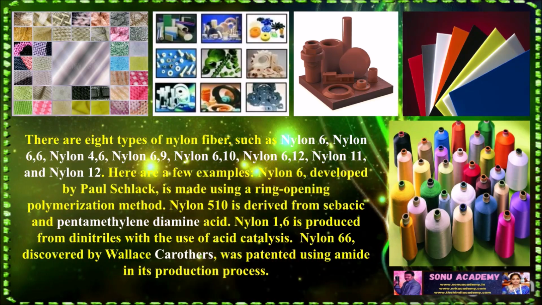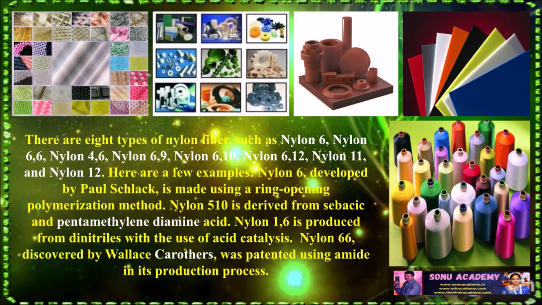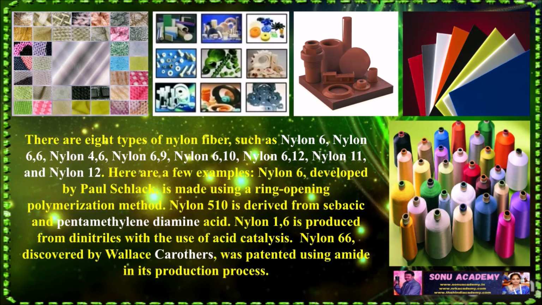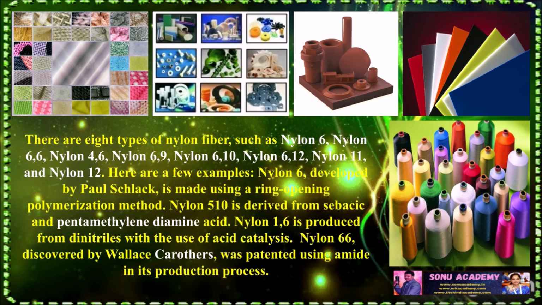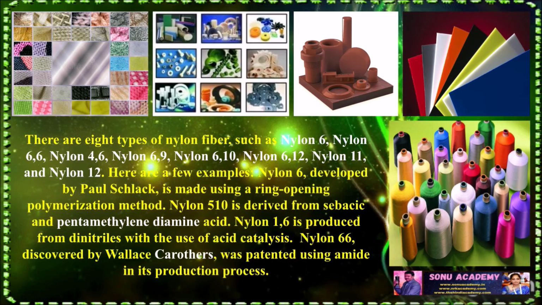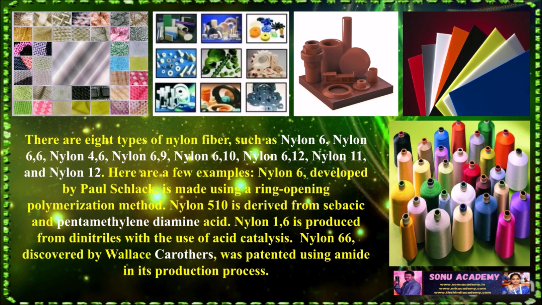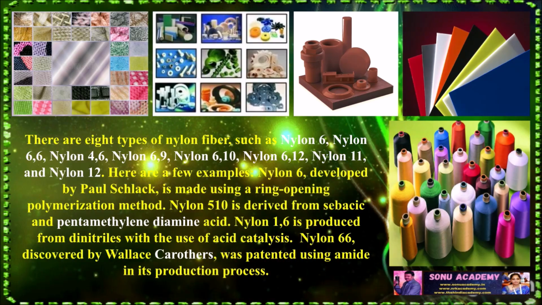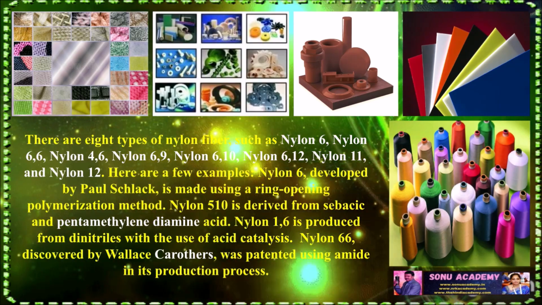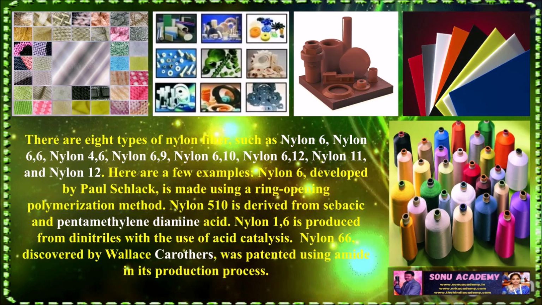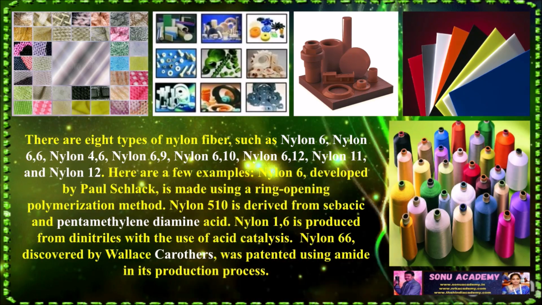These are a few examples of nylons, and nylon 6, developed by Paul Schlack, is made using a ring opening polymerization method. Nylon 510 is derived from sebacic acid and pentamethylene diamine. Nylon 16 is produced from dinitriles with the use of acidic catalysis. Nylon 66, discovered by Wallace Carothers, was patented using amide in its production process.